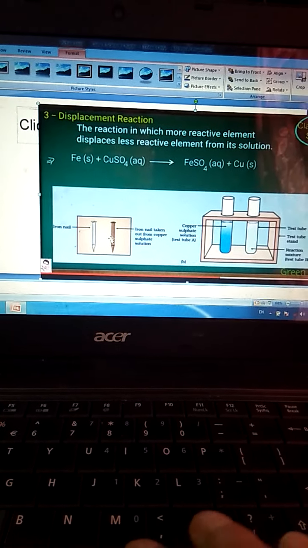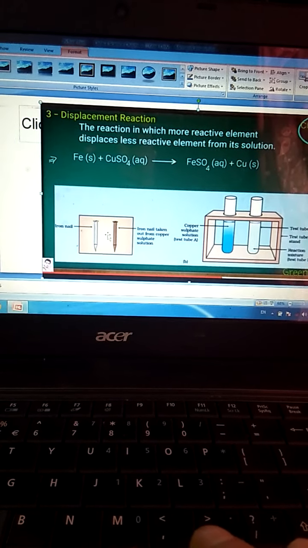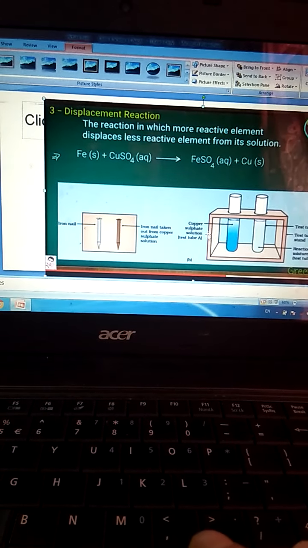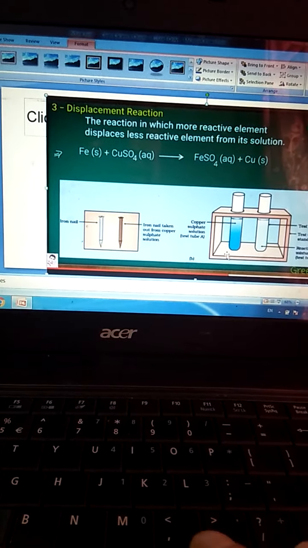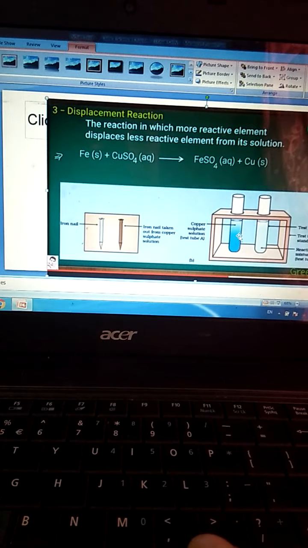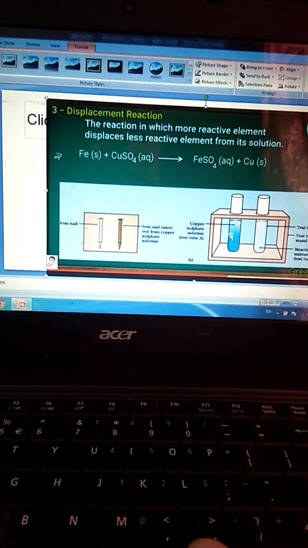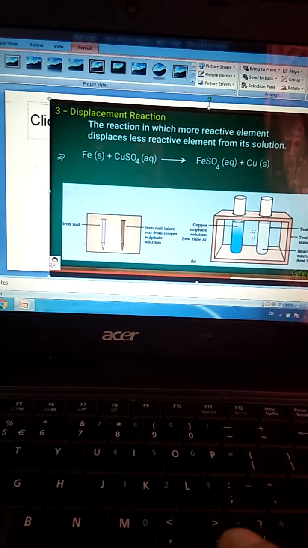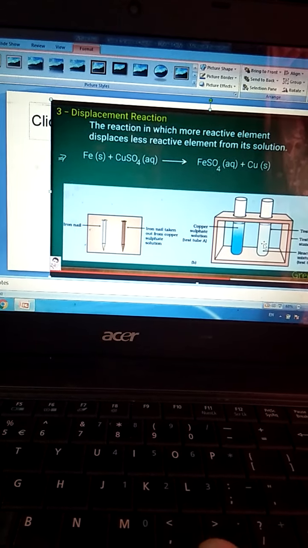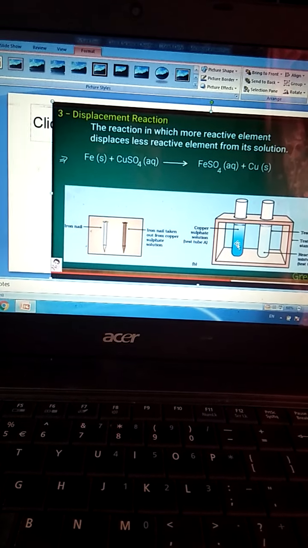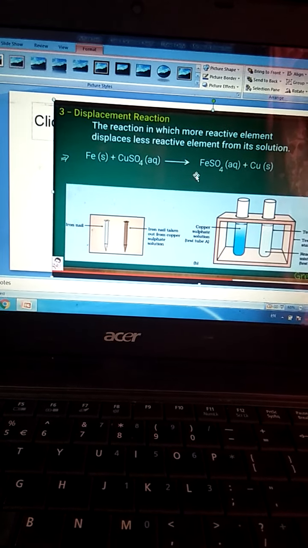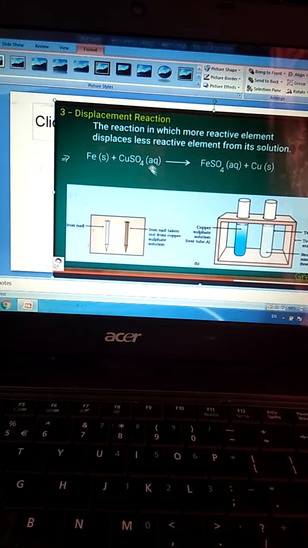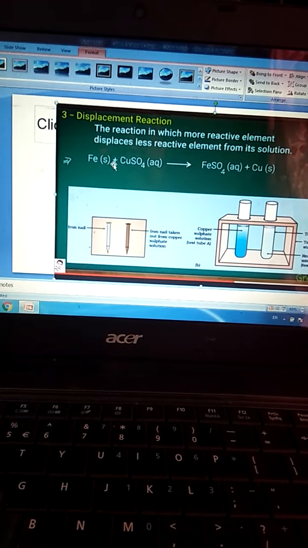Here, with the help of a diagram, we can see we have taken some nails and this copper sulfate solution that is blue in color. When we put this nail inside the solution, the blue color will fade away and turn into a light green color, and it indicates that a reaction has taken place here. Since copper has been given out and a new substance, iron sulfate, is formed, and copper has been displaced from its position, that's why we call it displacement reaction.